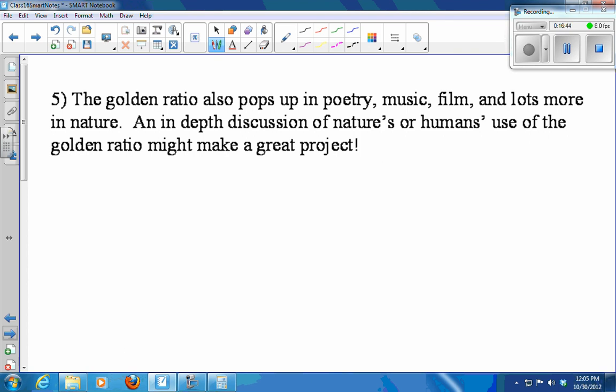So yeah, that could be a really cool project. Somebody could write a song that uses the golden ratio, or you could analyze a song that uses the golden ratio, something like that.